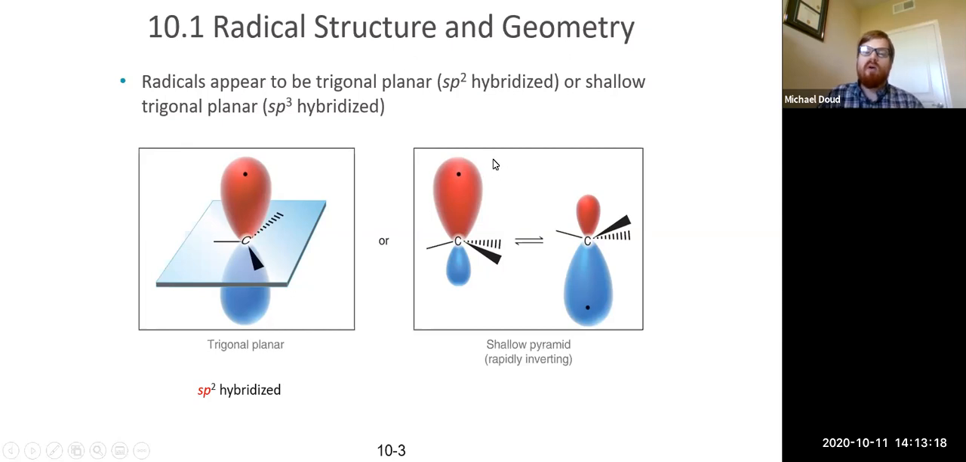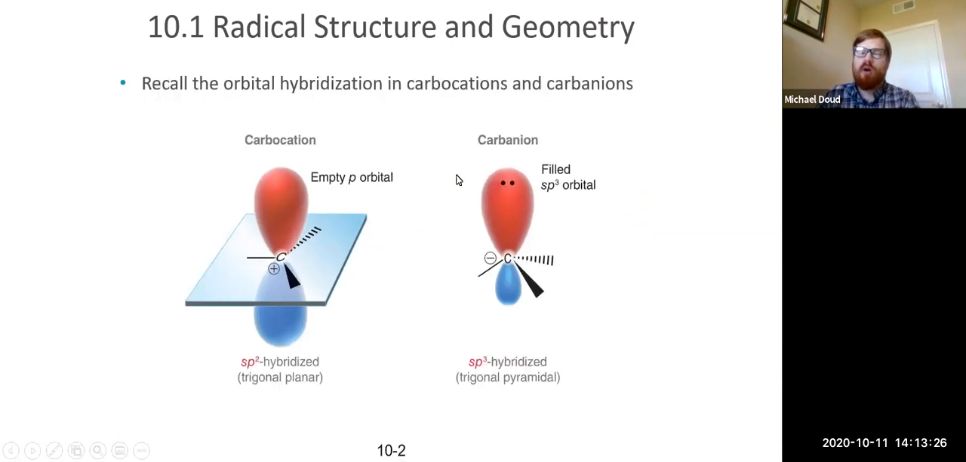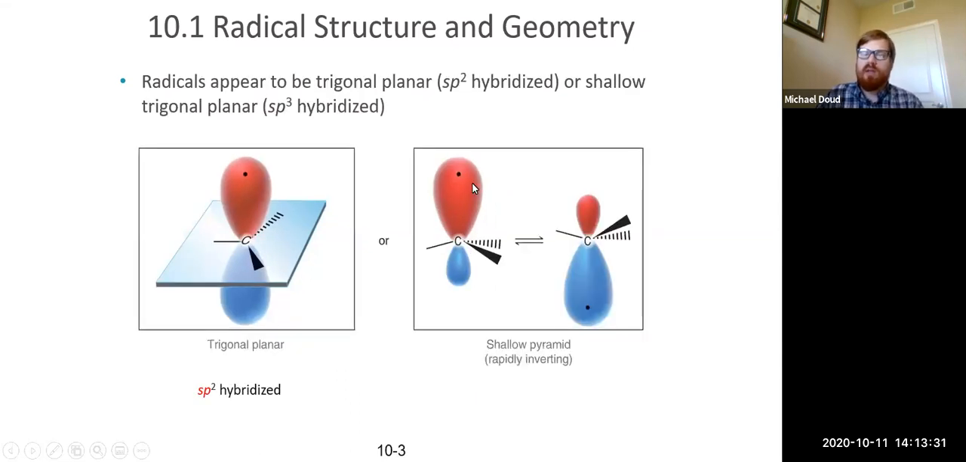Now this sp3 orbital is going to be... Just think about it here. Basically, a carbanion has 2 electrons in its sp3 orbital. The radical only has 1 electron in its sp3 orbital. It's going to push a lot less on the other bonds. So rather than getting a normal tetrahedral structure like you would expect from an sp3 hybridized structure, so this would be like a trigonal pyramidal molecular geometry, it ends up being very shallow because there's just not as much electron density pushing on these 3 here. So you get this shallow pyramid and it can invert freely.